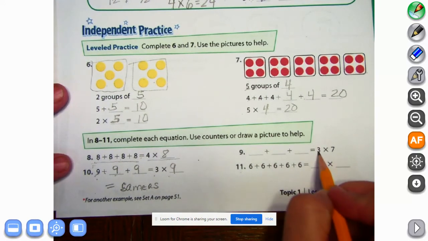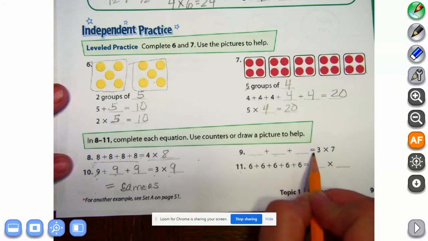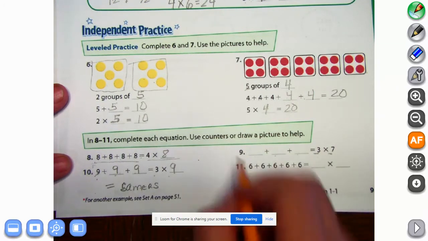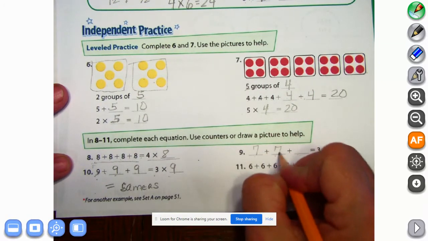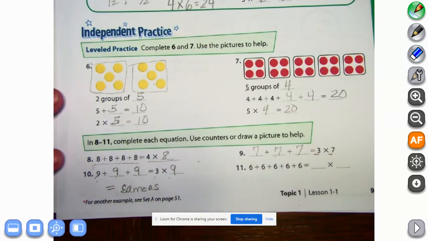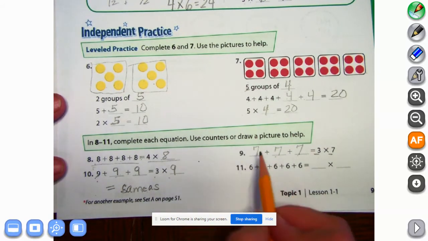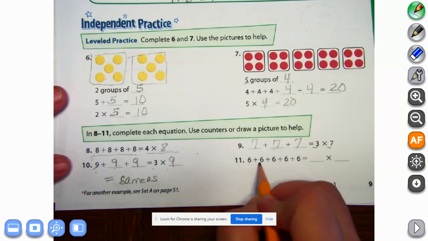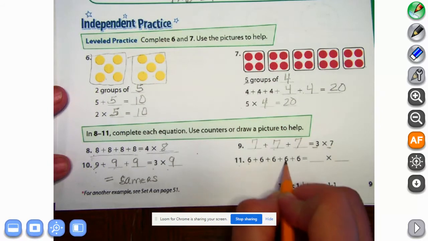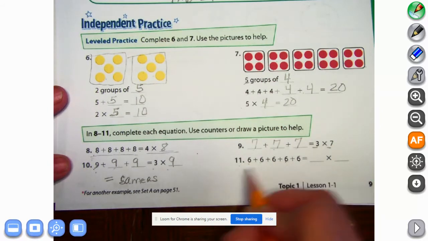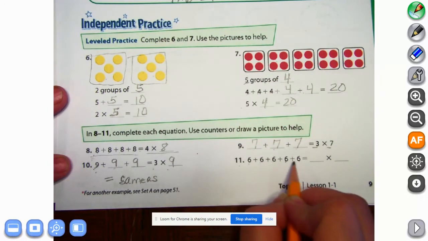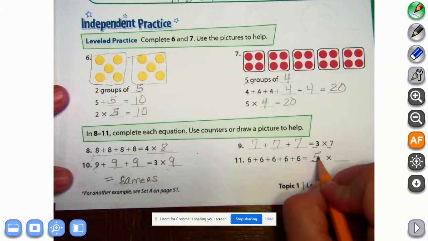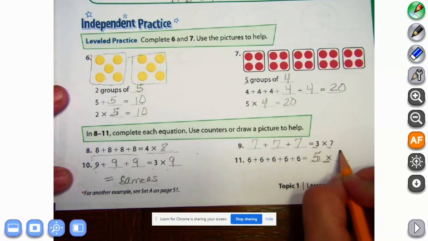This problem is showing us we have 3 blanks, so 3 groups of 7. So we have 7 here, and 7 here, and 7 here. 3 groups of 7 is the same as 7 plus 7 plus 7. 6 plus 6 plus 6 plus 6 plus 6 is 1, 2, 3, 4, 5 groups of 6.